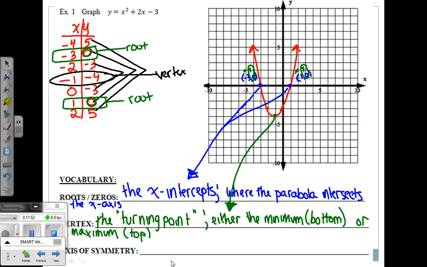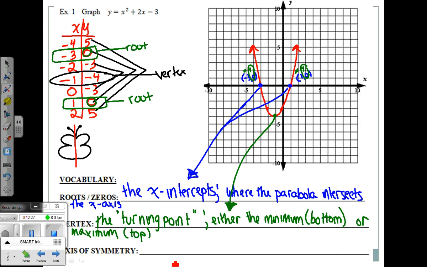Now, for the last piece of vocabulary, axis of symmetry. Think about what the word symmetry means, or symmetrical. Like a butterfly is symmetrical. A butterfly is symmetrical because you could literally draw a line down the center of the butterfly, and it would be a perfect mirror image. That line that you can draw down the center, that vertical line, that's called the axis of symmetry.